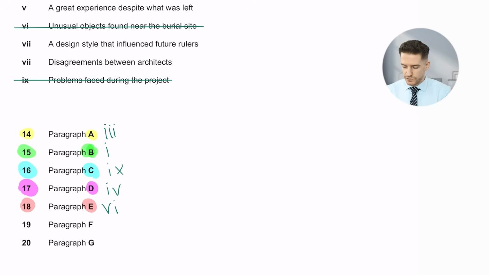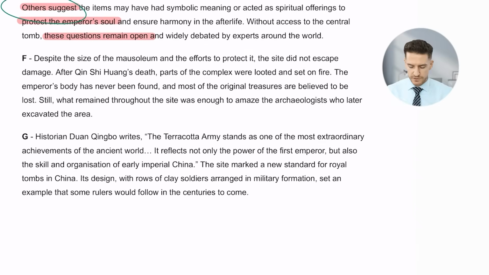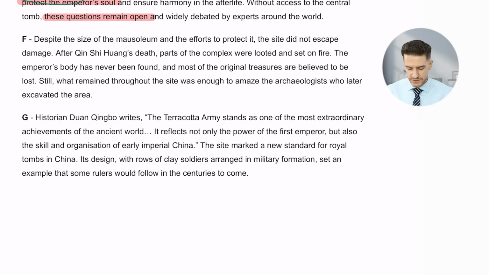And then let's move on to the next one now, which is question number 19, paragraph F. So let's go back up and have a look. This is a nice short paragraph, so hopefully it shouldn't take too long. Despite the size of the mausoleum and the efforts to protect it, the site did not escape damage. Okay, that could be important. After his death, parts of the complex were looted and set on fire. The emperor's body has never been found, and the original treasures are believed to be lost. Still, what remained throughout the site was enough to amaze the archaeologists who later excavated the area. So for this one, it could be something about damage, and it also could be something about this.